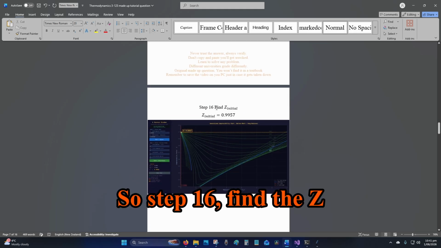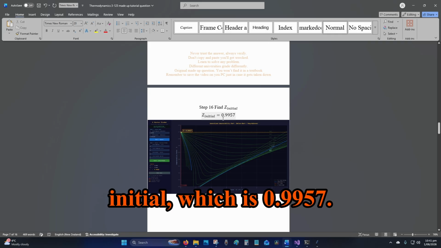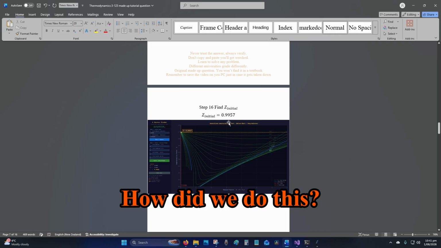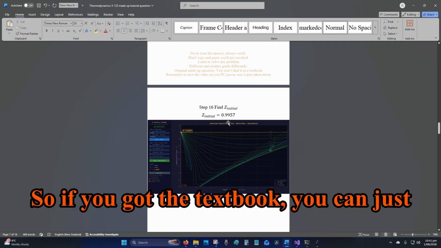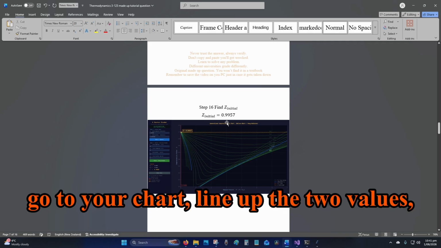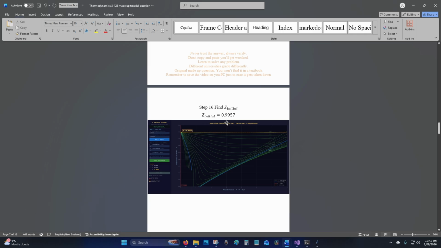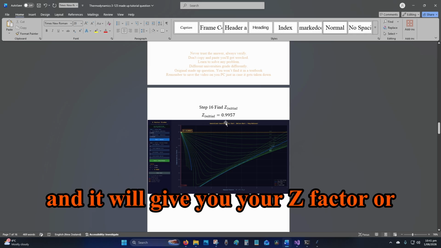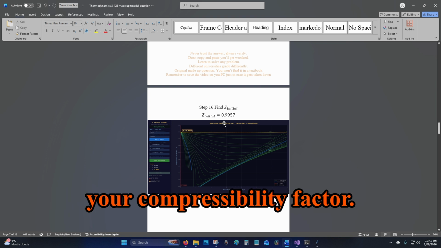So step 16, find the Z initial, which is 0.9957. How did we do this? If you've got the textbook, you can just go to your chart, line up the two values, and it will give you your Z factor, or your compressibility factor.